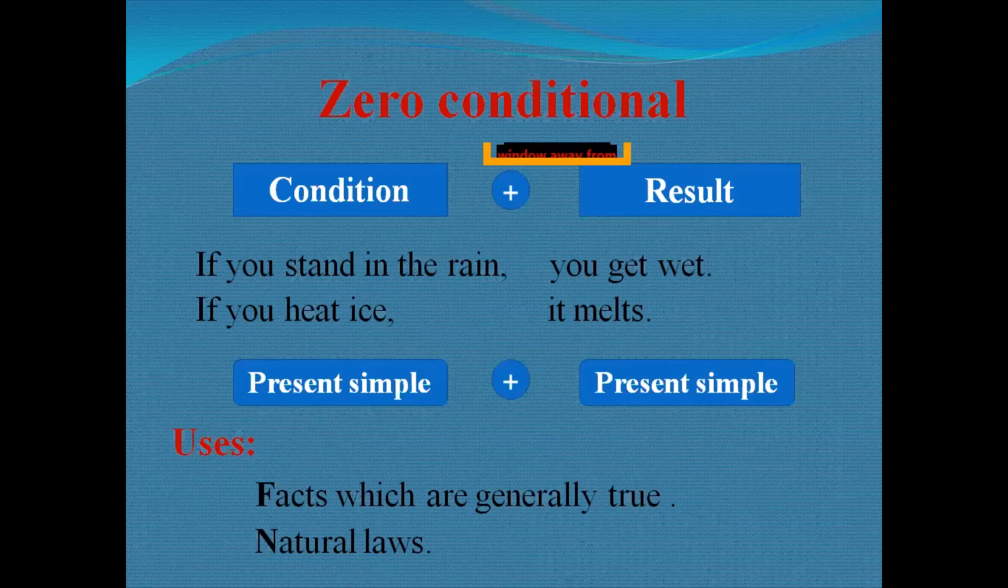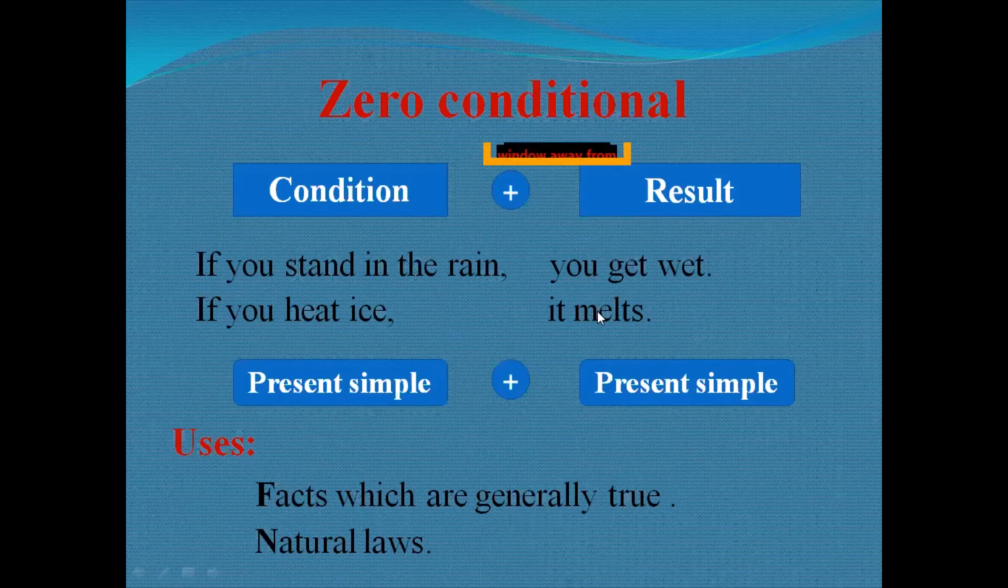If you pay attention to the structure, both the condition and the result are expressed in the simple present tense. If you stand in the rain, you get wet: stand is the first form of the verb, and get wet, again first form of the verb. So what does it suggest? That both are simple present. Similarly, in the next example, if you heat ice, it melts: again first form of the verb and first form of the verb. So both clauses are expressed in simple present.